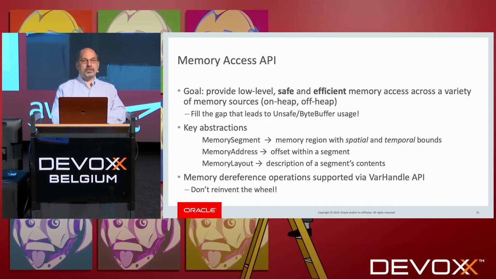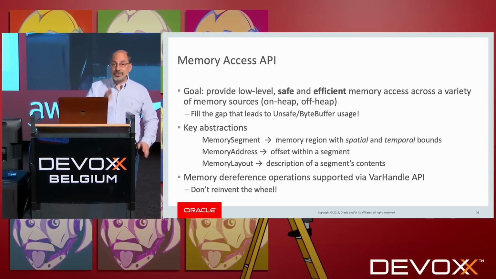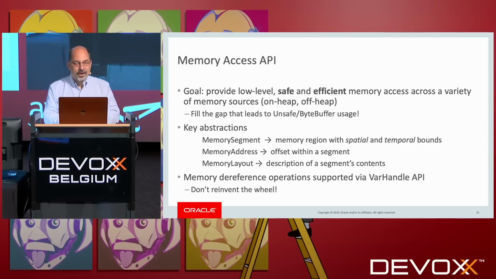A memory address is just an offset within a memory segment. So you can think of that as a pointer. And a memory layout is a description of a data structure laid out in memory. It's like a struct. I'll go through each of these individually. And the other thing that this connects to, we lean very heavily on an existing API that's in the JDK, added in Java 9, which is var handles.